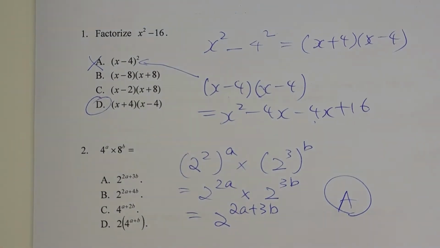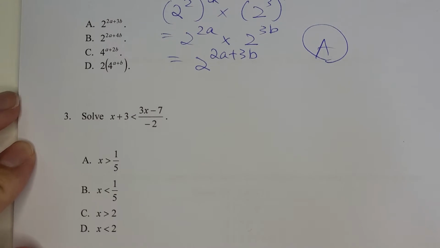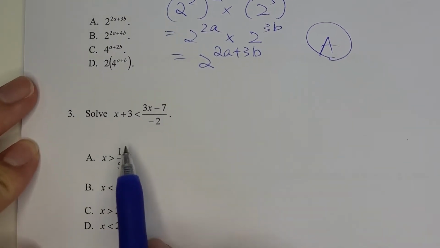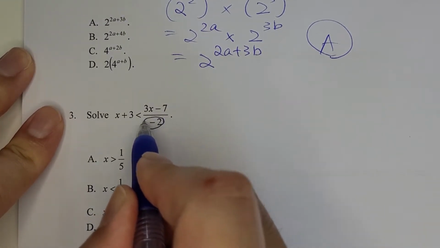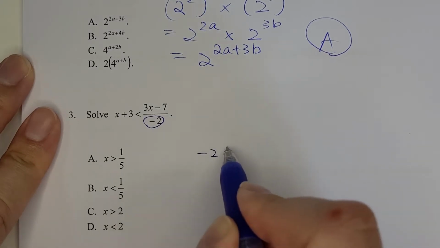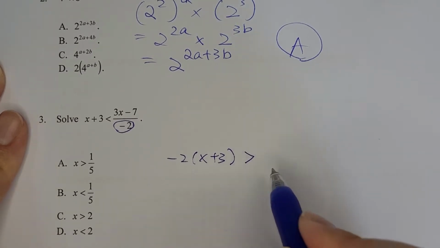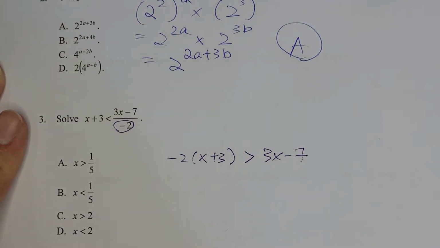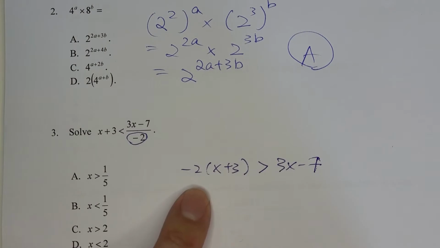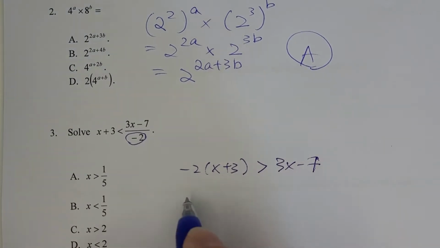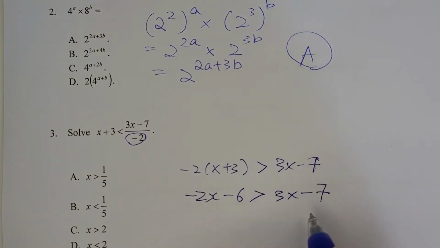And let's move to question number 3. There's a linear inequality. Now you need to solve this inequality. So let's see what we can do. First of all, there's a negative 2 here. If you multiply to the other side, yes, you can do so. But remember, the inequality sign will change. So that is 3x minus 7. And then what you need to do is multiply negative 2 inside the bracket. So negative 2x minus 6 greater than 3x minus 7.